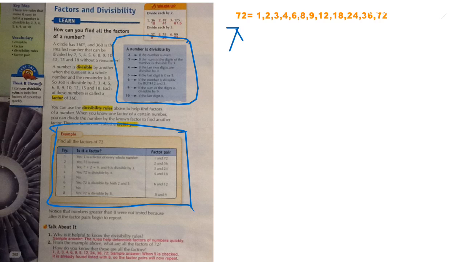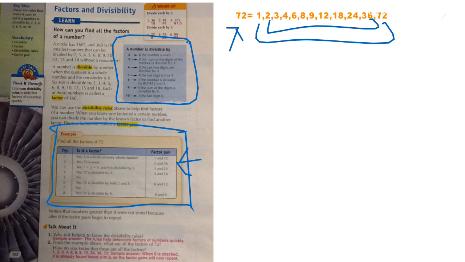Down here we can see these are the factor pairs. That means every set of factor pairs, if you multiply them together, they would equal the number, in this case 72. So the first factor pair is 1 times 72. The next factor pair would be 2 times 36, and so on.